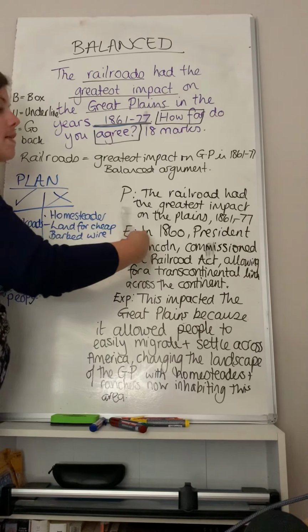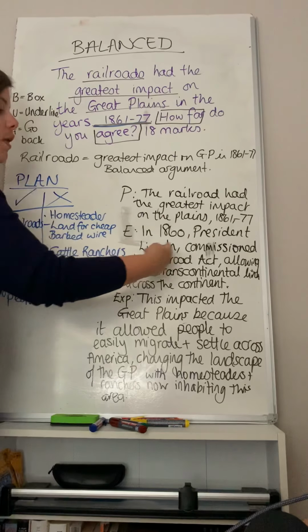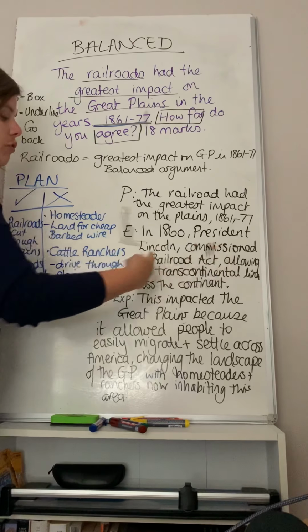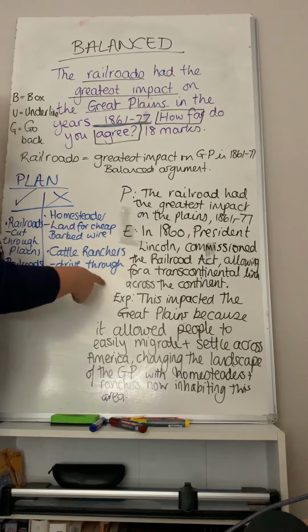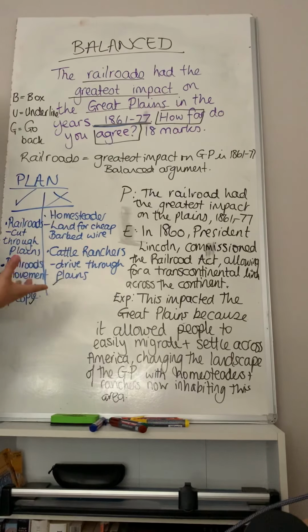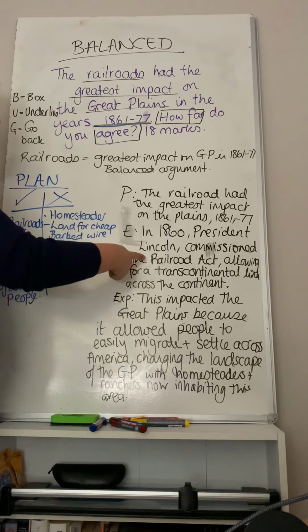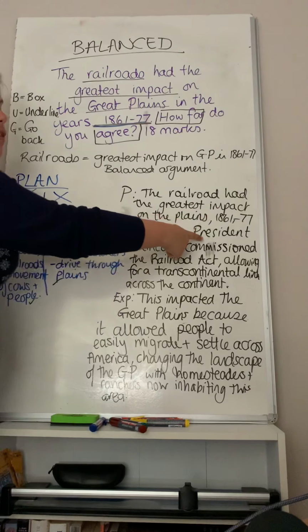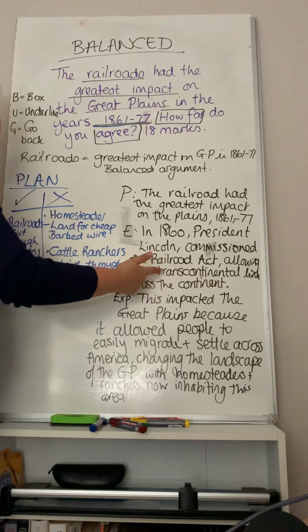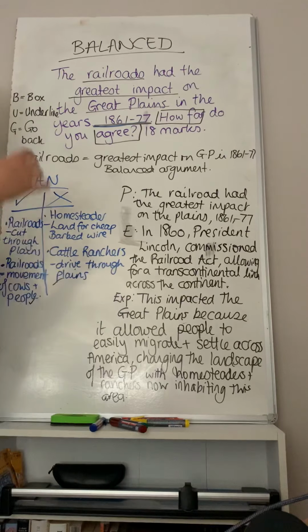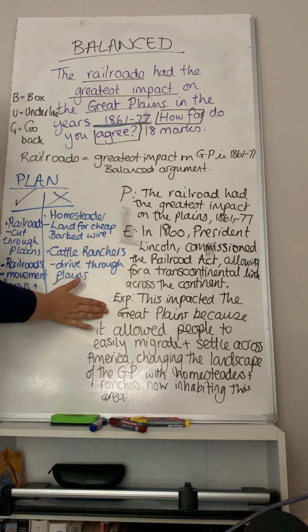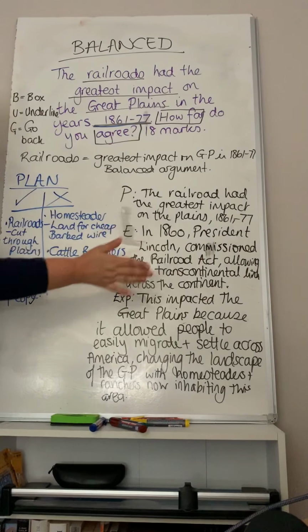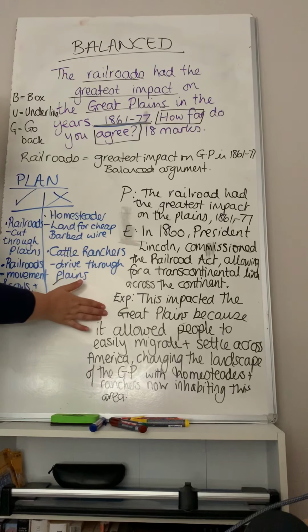So in 1860, President Lincoln commissioned the Railroad Act, allowing for a transcontinental link across the continent. So it's just telling the examiner I know what the railroad is. I've used a good example of the railroad. I've said who was president. I've also used the keyword transcontinental, so I'm kind of showing off a little bit. But this bit is the important bit, your explanation. Most of you do this naturally, but this is the bit that you often fall short on.